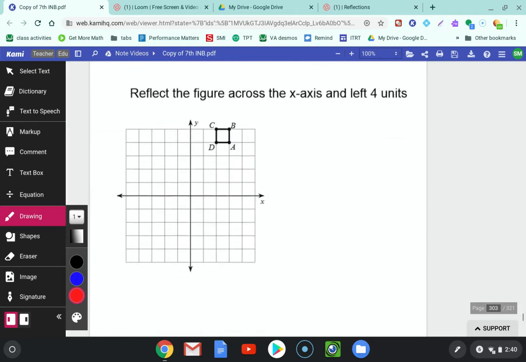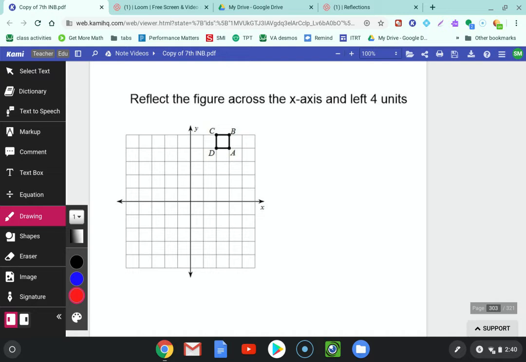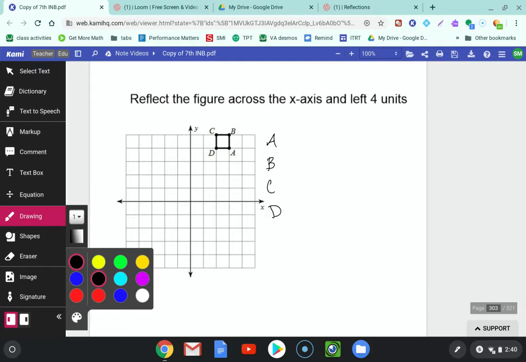Okay, so this one is a reflection first. So reflect a figure across the x-axis and then left 4 units. Okay, so let's get our original values, original pairs for A, B, C, and D. So A is 3, 4. B is 3, 5. C is 2, 5. And D is 2, 4.